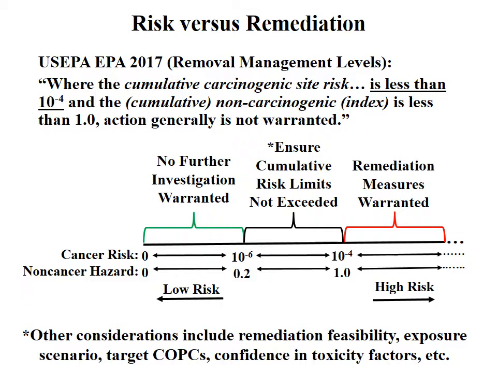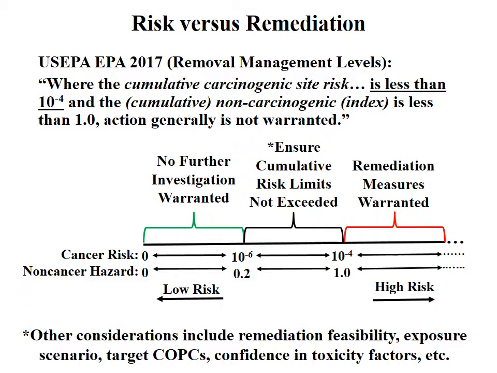So you can see the graph at the bottom here. I've modified this from this actual document I referenced above. To the right is a higher risk, to the left is lower risk. So at higher risk, once you exceed the 10 to the minus 4, the 1 in 10,000 cancer risk, or contamination at the site exceeds a 1.0 non-cancer hazard index, remediation measures are warranted. If contamination at the site poses less than a 1 in a million risk, or 10 to the minus 6, or less than a non-cancer hazard of 0.1 or 0.2, then no further investigation is even warranted at the site. It's a low risk.